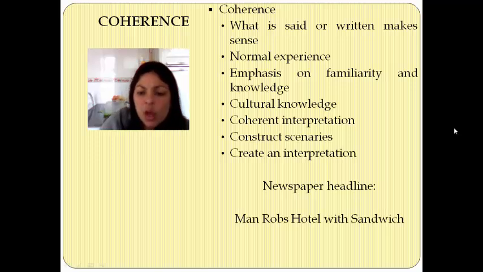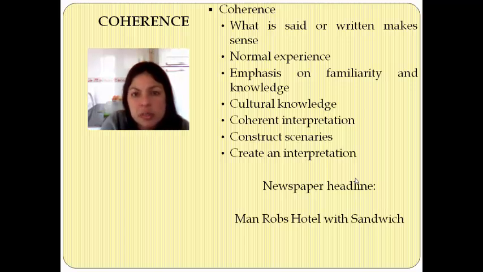For example, when you read the newspaper headline, "Man robs hotel with sandwich," you create an interpretation. Maybe the man used the sandwich as if it were a gun, but you can also imagine that the thief was eating a sandwich during the crime. The interpretation of this headline depends on your background knowledge. It depends on your own experience. That's why knowing for whom you are speaking or writing is so important.